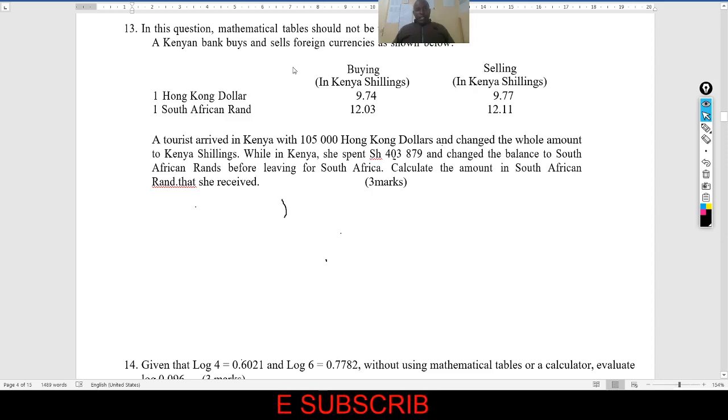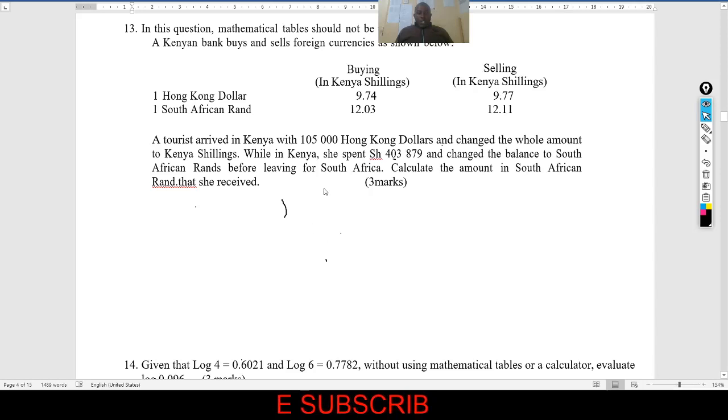A Kenyan bank buys and sells foreign currencies as shown below. 1 Hong Kong dollar is 9.74 buying. Remember, this is a bank that is buying and selling. And one South African rand, the bank is buying at 12.03 and selling at 12.11. A tourist has arrived in Kenya with Hong Kong dollars, which is foreign currency. When he goes to the bank, the bank will buy from him. He changes the whole amount while in Kenya.